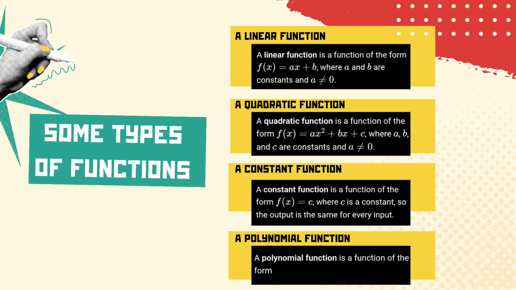A linear function such as f(x) equals 2 times x plus 1 has a graph that is a straight line. A quadratic function such as f(x) equals x squared has a graph in the shape of a parabola. A constant function such as f(x) equals 5 always gives the same output no matter what the input is. There are also other types like polynomial function, rational function, and exponential function, each with its own special characteristics and uses in mathematics.